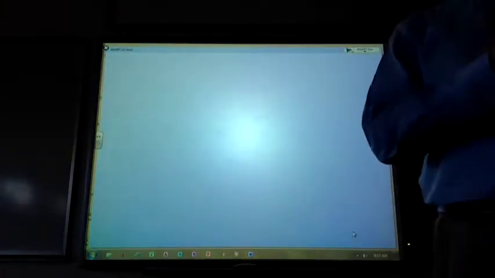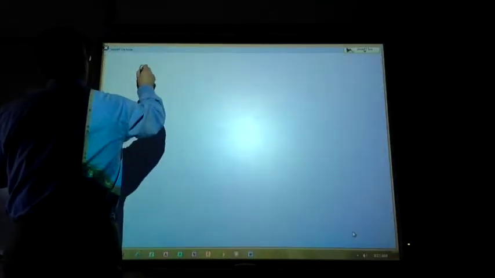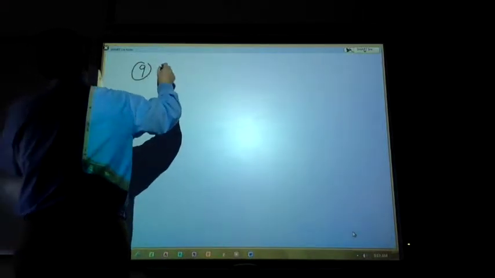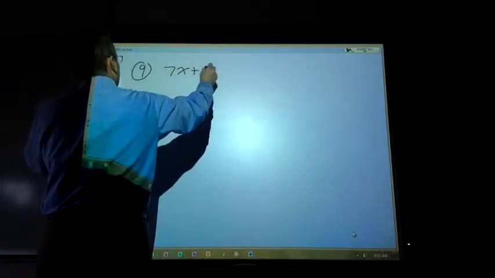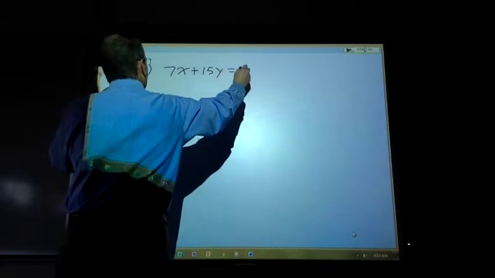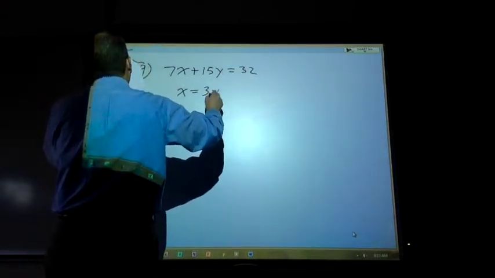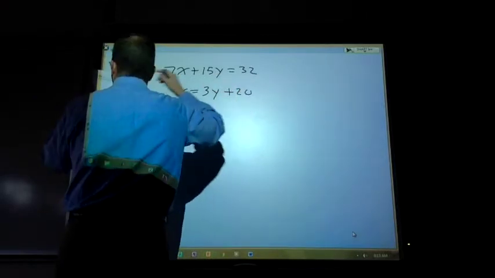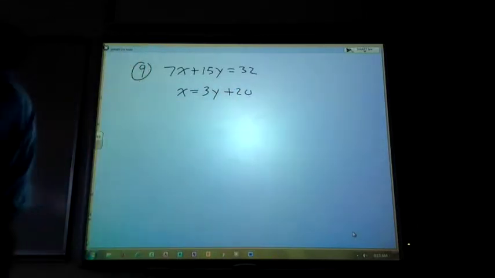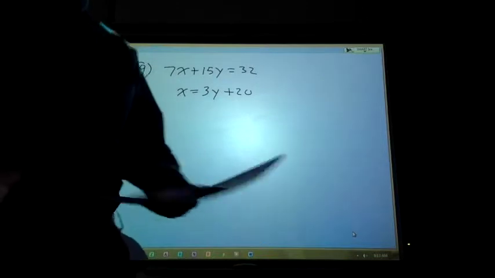All right, questions about the homework that we should go over. A couple of you said, hey, I had problems with this or that, so let me know. What do you got? Yo, George. Number 9. Next: 7x plus 15y equals 32, and then x equals 3y plus 20. Solve the following by either substitution or elimination. Megan, you're on my question.